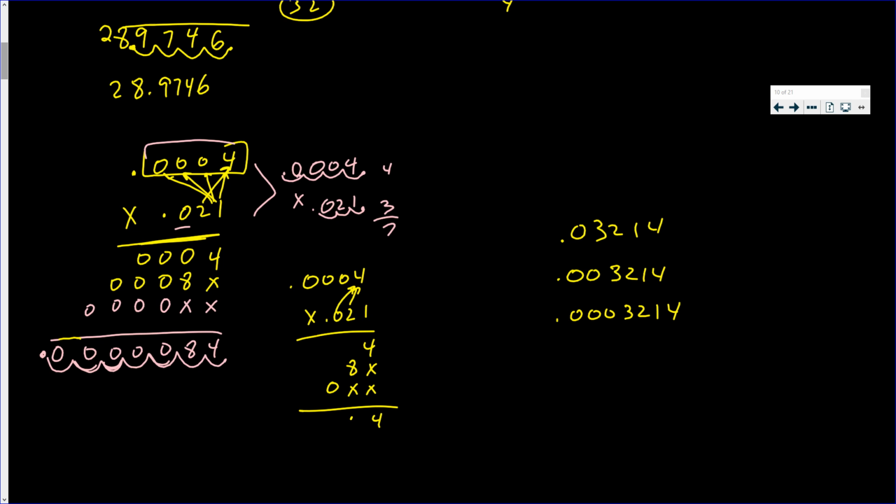You get 4, 8, and we have to move in 4 places and 3 places. 1, 2, 3, 4, 5, 6, 7 places. We have 1, 2, 3, 4, 5 zeros and then 84.